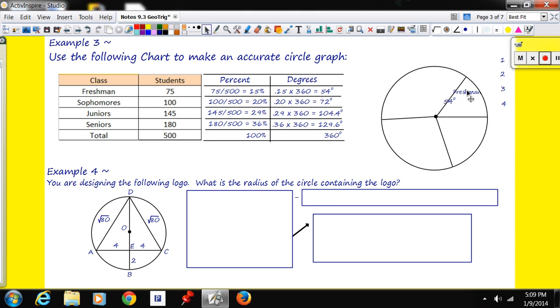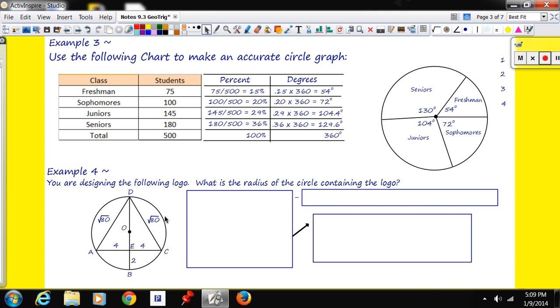First thing we do is measure 54 degrees and put freshmen in there. We'd color it a certain color. We would measure 72 degrees and put sophomores in there. We would measure 104 degrees, approximately, give or take. We just rounded it off. 104 degrees, and you get juniors. And then you round it off to 130 degrees, and you get your seniors. So that would be your circle chart. You color code it, whatever you need on a circle chart. But you've got to correlate the percentages with the degrees if you want your circle chart to be accurate.